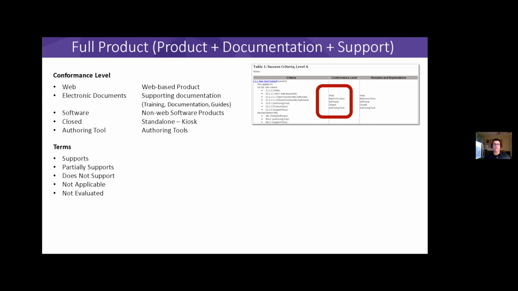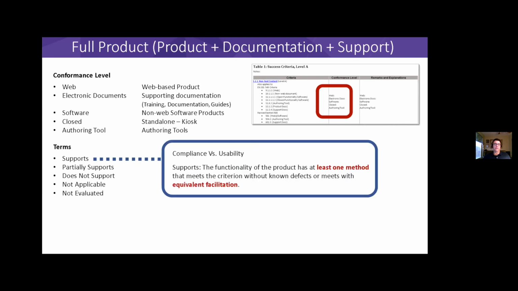The difference. So when you're attesting to your product, you are either going to say it supports, it partially supports, it does not support, is not applicable, not evaluated. And I want to talk to you about supports. There is a difference between compliance and usability. Okay. So when you're doing a VPAT, when you're doing an attestation, you're really talking about compliance.